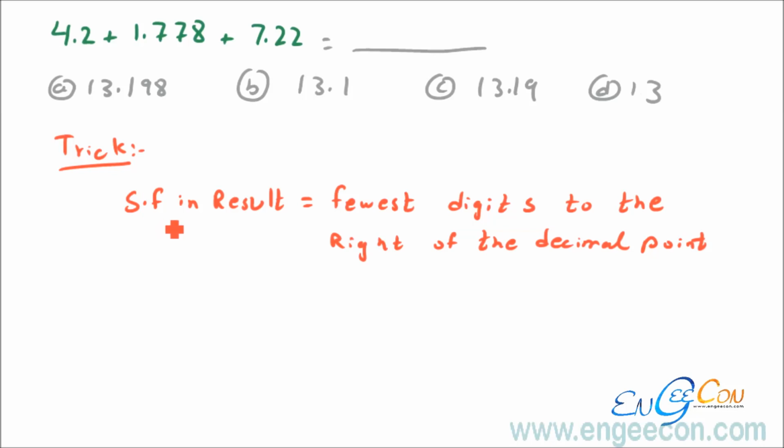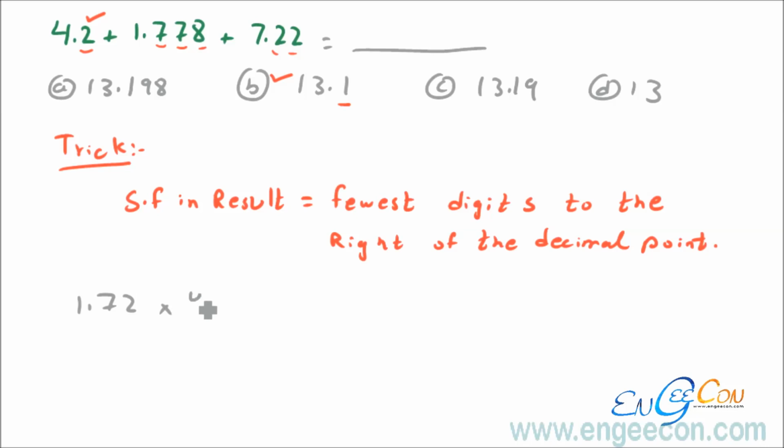The trick is: the significant figures in the result equal the fewest digits to the right of the decimal point. In this case, we have one digit after the decimal. In this, we have three digits after the decimal, and in this case, we have two digits after the decimal. So take the fewest digits to the right of the decimal point. In this case, 1 is the fewest. So in the result, we have only one digit after the decimal. So B1 is correct.